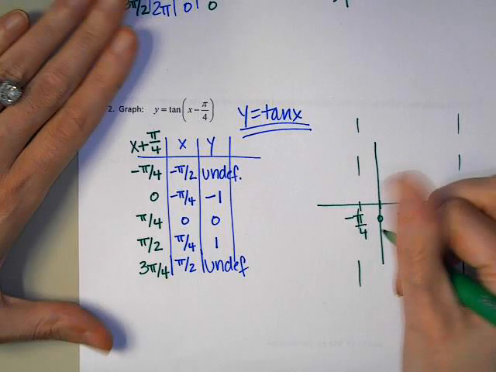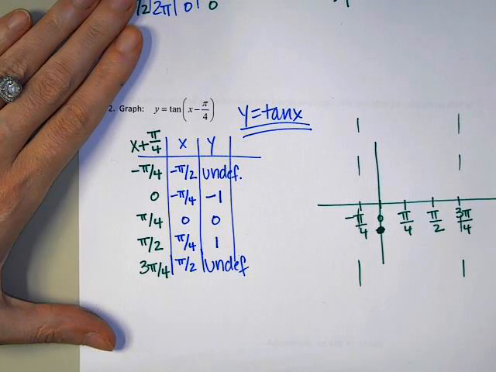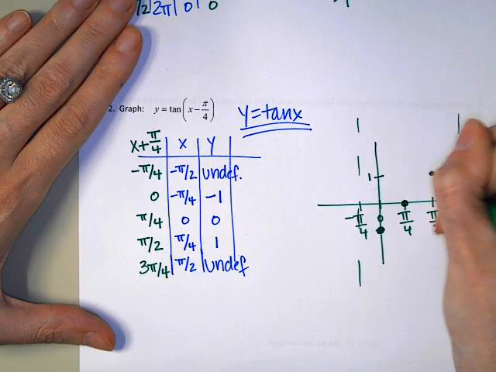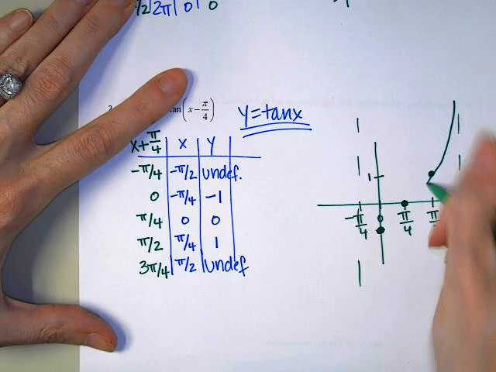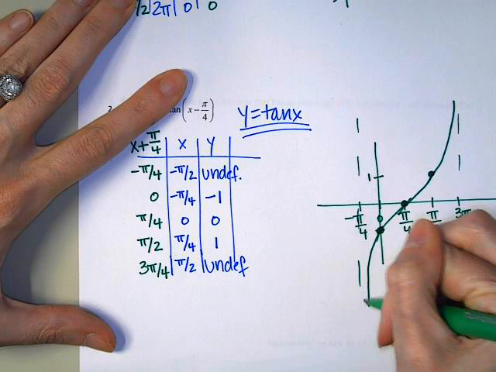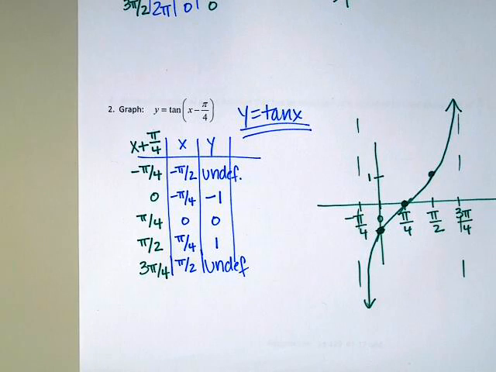Let's see. At 0, we're at negative 1. At pi over 4, we're at 0. And at pi over 2, we're at positive 1. And we know the general shape of tan looks something like that. Awesome.